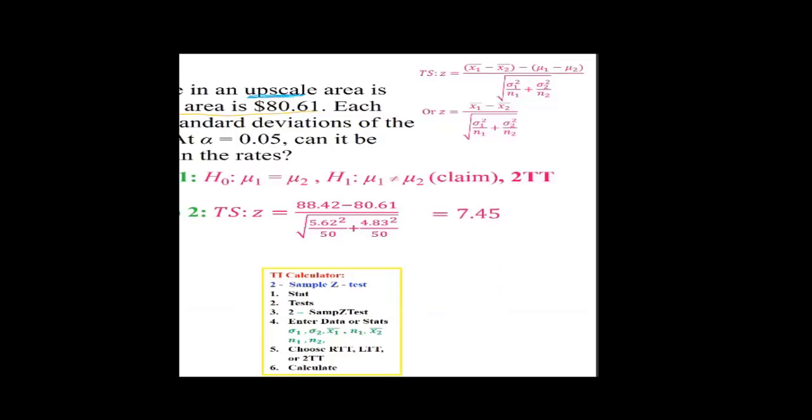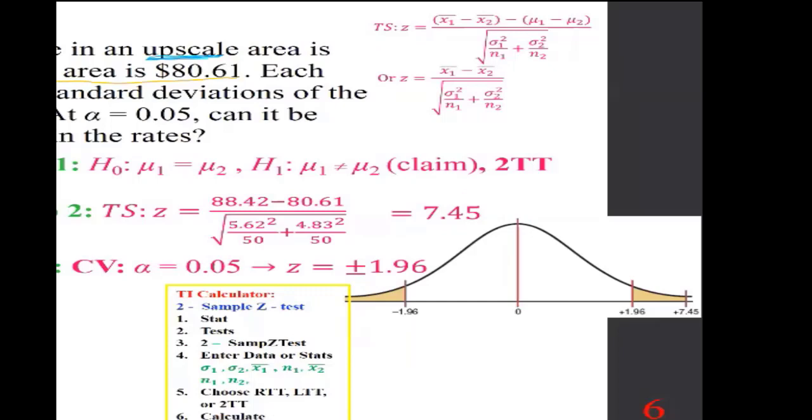And so this gives us 7.45. Critical value comes from the choice of alpha. Alpha is 0.05. This is a two-tailed test. So plus minus 1.96. We do the drawing, and 7.45 is way into the rejection region. So you are going to reject H0.